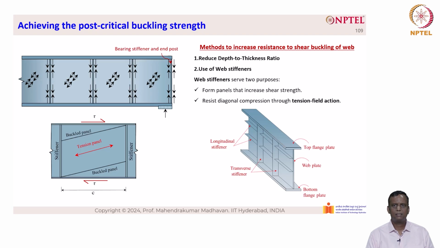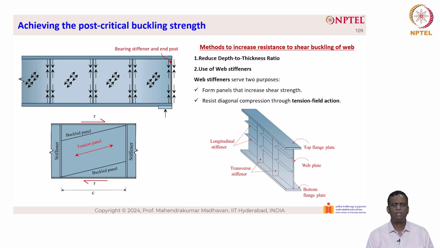And there are also other stiffeners, known as longitudinal stiffeners, which are typically provided when the depth of the girder is very high. When is the depth of the girder very high? The depth of the girder is very high when it exceeds 20 or 25 feet.